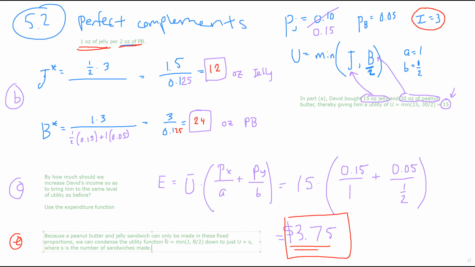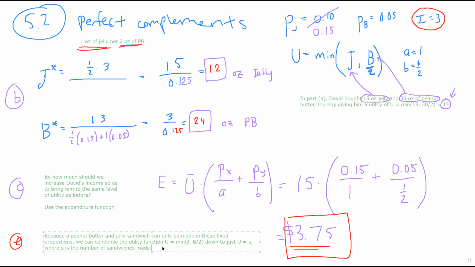So this is the utility of jelly and peanut butter as if they were two different items. But since we're only using them in combination to make sandwiches, we can really just say the utility can be thought of as one good, u equals s, just sandwiches. Again, there's a graph you might need for this, but I'll send that out later.